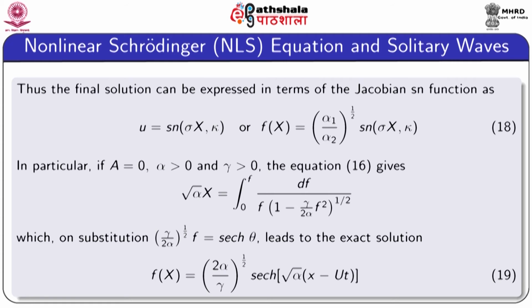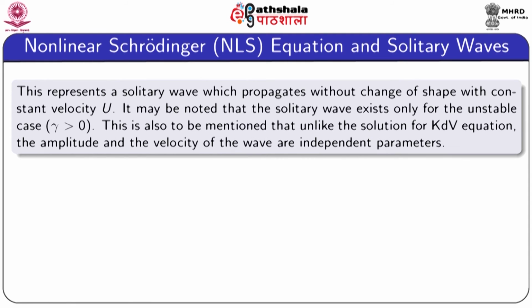Now, to compute this integral, the natural substitution is gamma by 2 alpha to the power half into f equals sech theta. Substituting this, we can find the value of the integral exactly. So, f(x) becomes 2 alpha by gamma to the power half sech hyperbolic of square root alpha into x minus U t. Now, these represent a solitary wave which propagates without change of shape with constant velocity U.